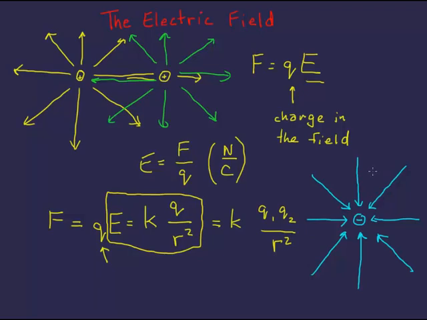So if I had a negative charge sitting out here, and the field lines are going towards this other negative charge, this guy would experience a force in the exact opposite direction. You can get combined electric fields that happen due to more than one charge.